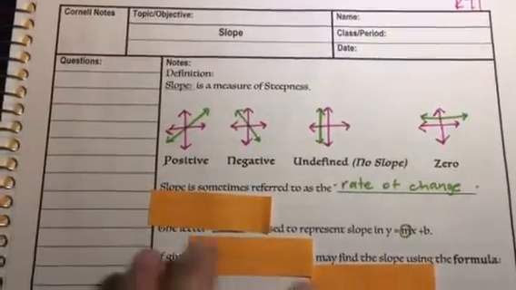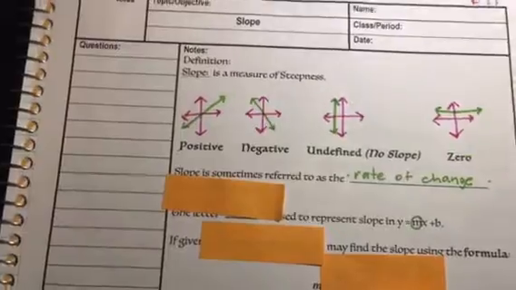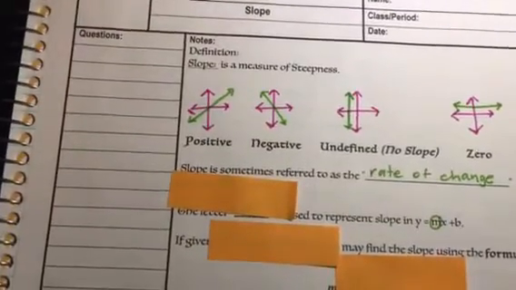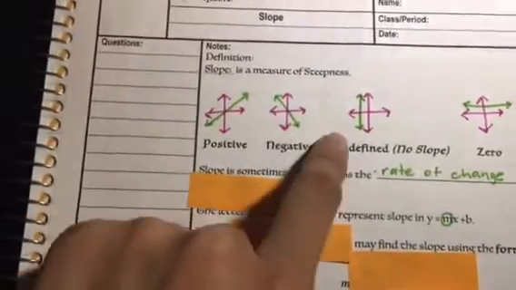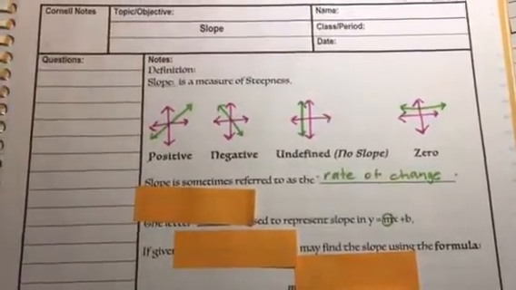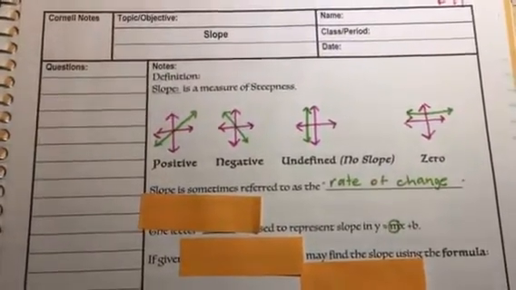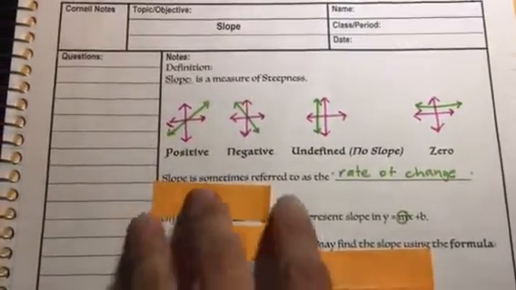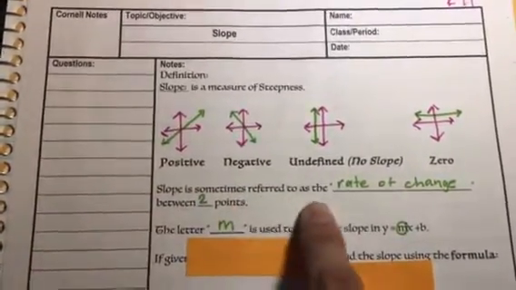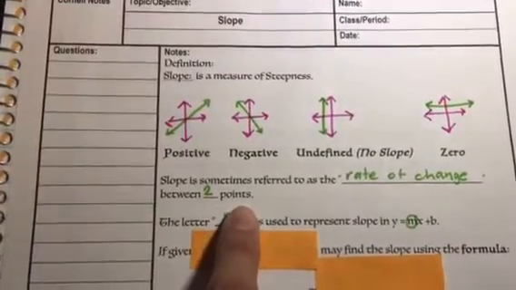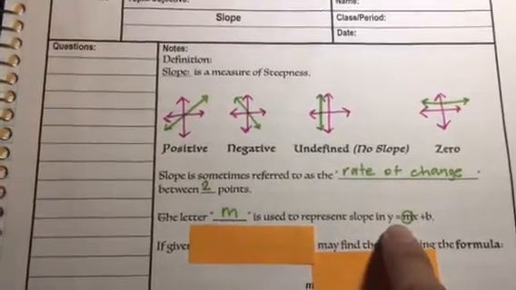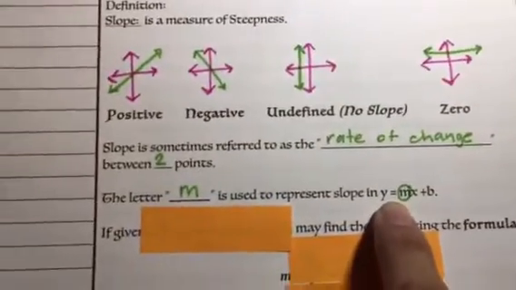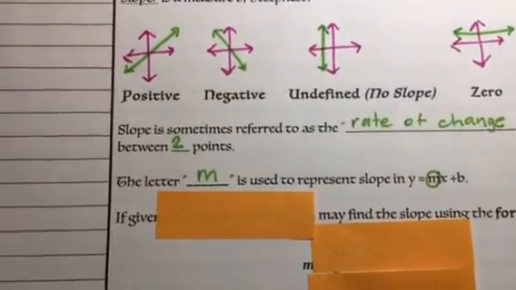Okay, and again, we know that when we have some kind of rate of change, like if we want to plot a line, we're talking about linears here. These are all lines. See that? So we're talking about linear functions. We know that we need 2 points to graph a line. So slope is sometimes referred to as the rate of change between 2 points. And we know that the letter m, because we worked a lot with y equals mx plus b, the m is actually the slope of the line.